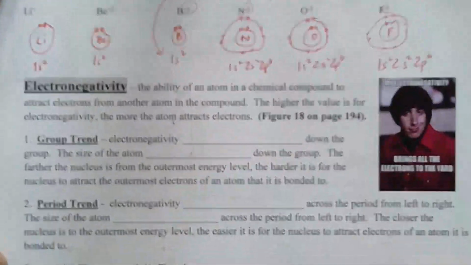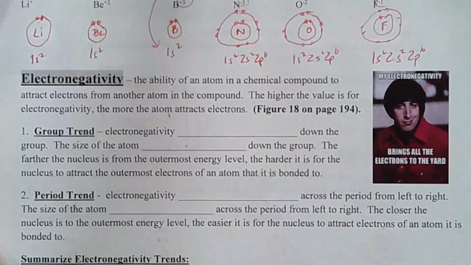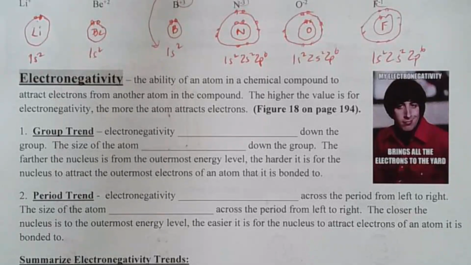And the last thing we want to talk about is electronegativity. And this is defined as the ability of an atom in a chemical compound, basically when it's bonded to another atom, or is going to bond with another atom, it's the ability to attract electrons from another atom in the compound that it's bonded to. And it's basically a measure of how good of a sharer it is.